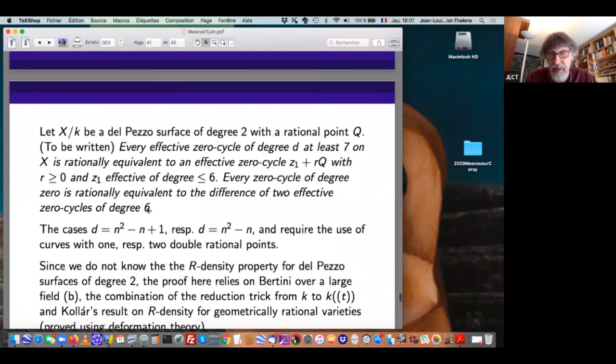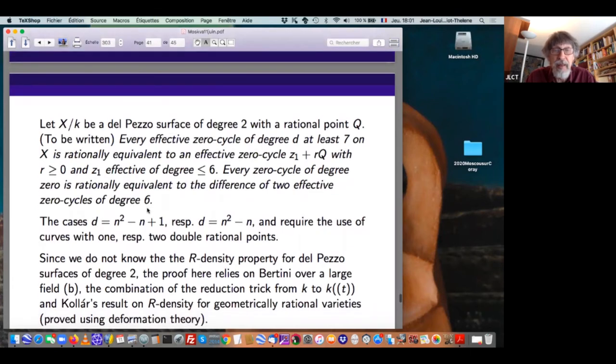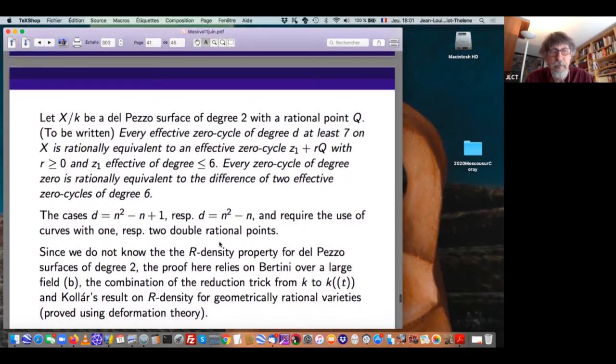In the proof, which is of the same style as the one I very briefly sketched, there are two special cases, as usual, just like in Colliot-Thélène's proof, where you have to pay more attention: the case where D is of this shape or that shape. In that case, one has to use curves with 1, respectively 2, double rational points. Now, we do not know the R-density property for del Pezzo surfaces of degree 2. We know the density property in almost all cases, but the R-density property, I have no idea. The proof here relies on Bright over a large field, the combination of a reduction trick from K to K((t)), and Kollár's result on R-density for geometrically rational varieties.